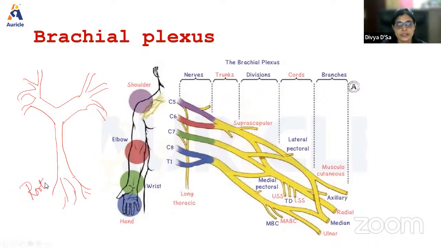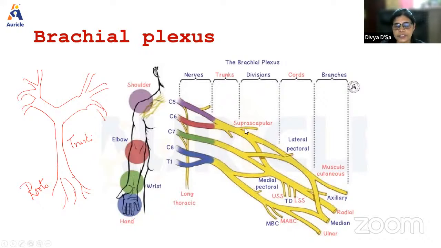These roots join to form the trunk. So this is the trunk of the tree. How do they join? The ventral rami of C5 and C6 join to form the upper trunk. C7 continues as the middle trunk. C8 and T1 ventral rami join to form the lower trunk. So there is the upper trunk, middle trunk, and the lower trunk.